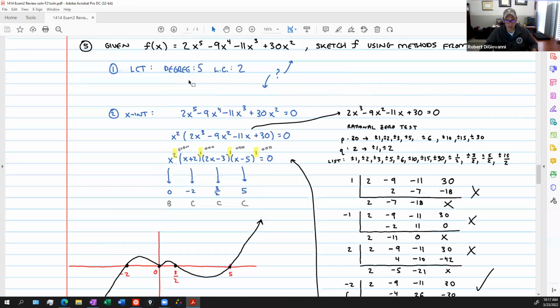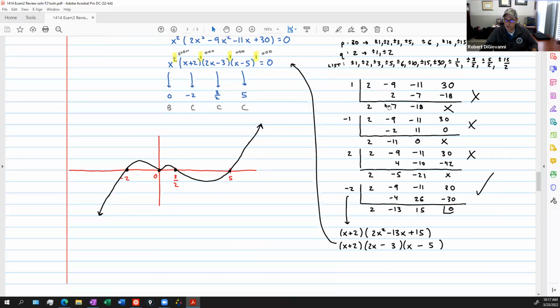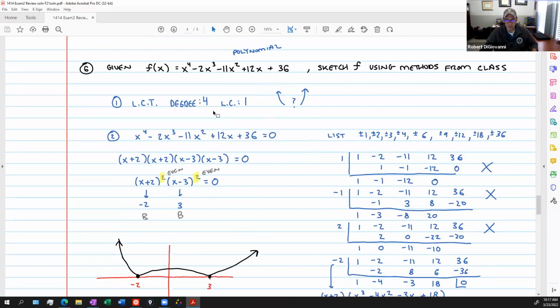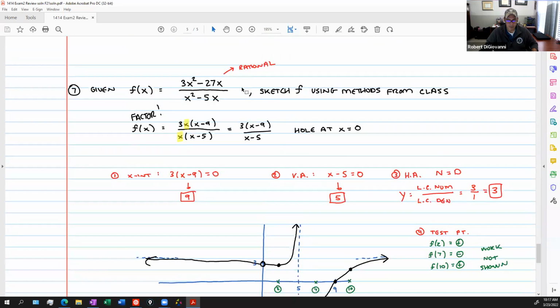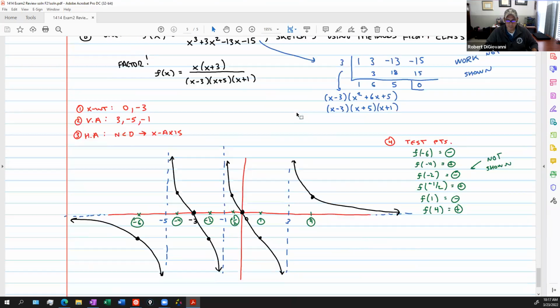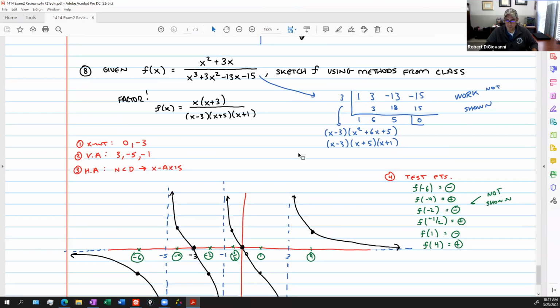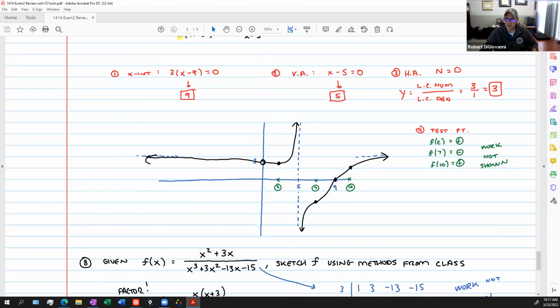You can see on one of these I had to do synthetic division. This one I had to do synthetic division. Here was a rational function, sketching. Are there any questions on that?